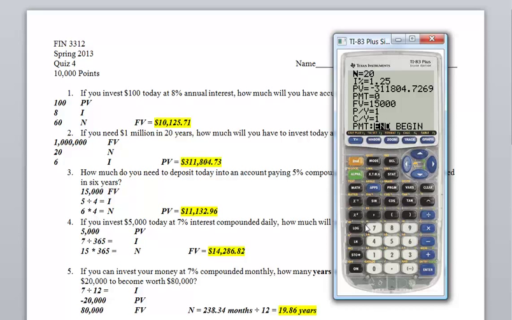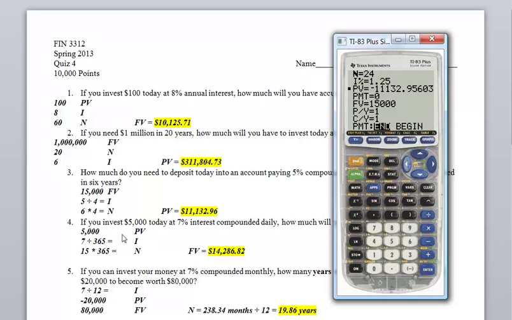And then finally for N, it's 6 years, but there are 4 quarters in a year, so 6 times 4 is N, or 24. We're going to go down to the present value. That's what we want. And we'll just do alpha solve. And 11,132.96.